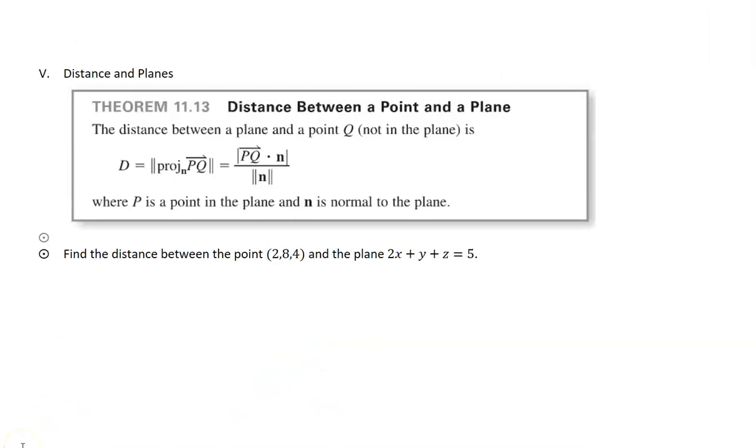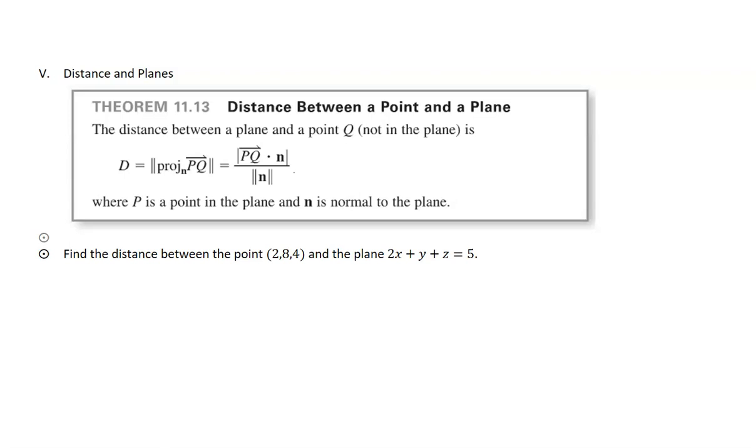Okay, so let's talk about distance with respect to planes and with respect to lines. So the first formula we have here is the distance between a point and a plane. The distance between a plane and a point Q that's not in the plane is found by the projection of PQ onto N, and then you take the magnitude of that, or that's just PQ dot N divided by the magnitude of N. So whichever details you have, this is usually the easiest way to go about it if you can. P is the point in the plane and N is normal to the plane.